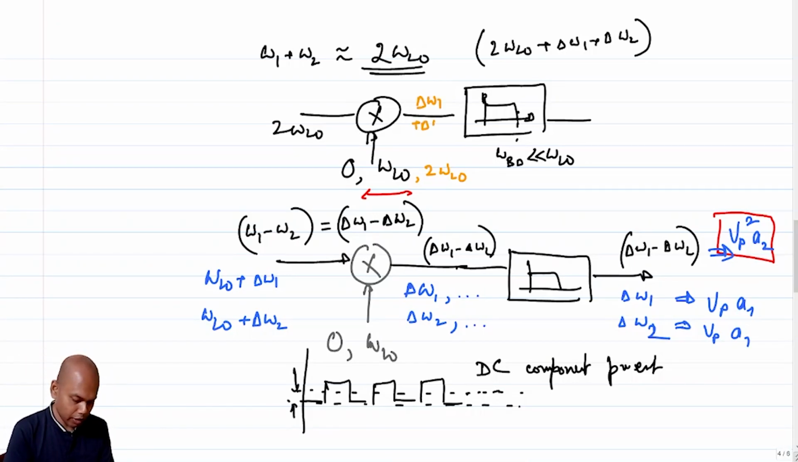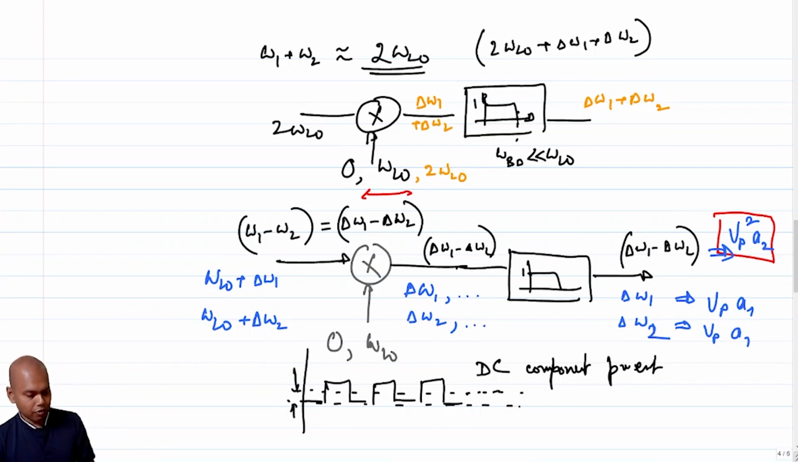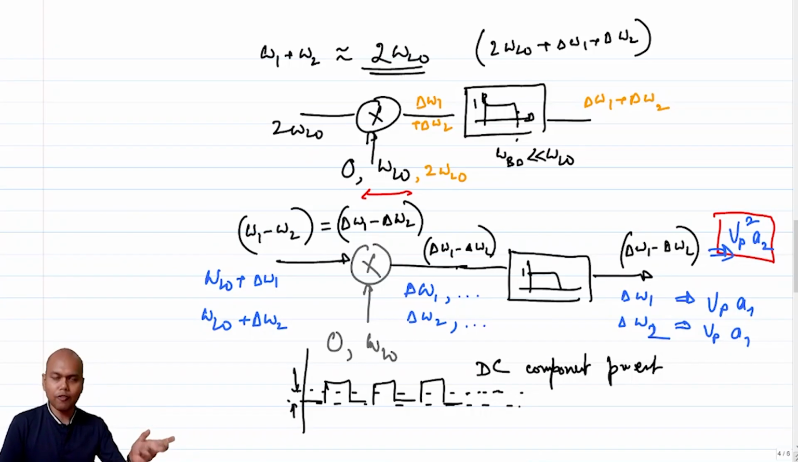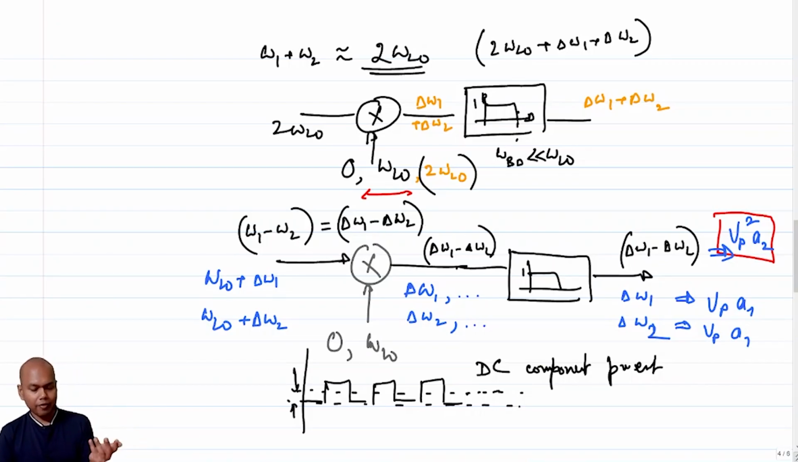I am going to have delta omega 1 plus delta omega 2, which means that at the output I am going to have delta omega 1 and delta omega 2. So what will be the strength of this component? Again, the part that I implicitly assumed is that the low pass filter has a perfect pass band of amplitude h of 1, right? Even if I assume that, what will be the strength of this delta omega 1 plus delta omega 2? It will again be Vp squared times A2 times the strength of this sideband of the LO, right? So that will still be Vp squared times A2 times some factor, but the factor will generally be smaller than 1, right?